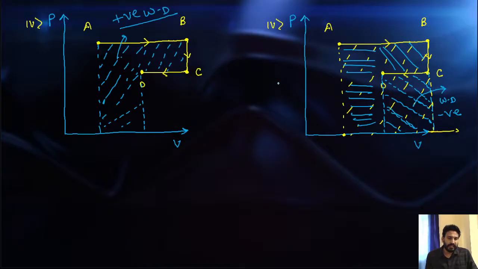I hope I am clear with this graph. Yes, Mohammed, please let me know, am I clear with this graph or not? So this is how you calculate the work done in the graph. If you see any question on work done, and you have the PV graph or VP graph, then this is how you can calculate the work done. Right? Is it clear to you?